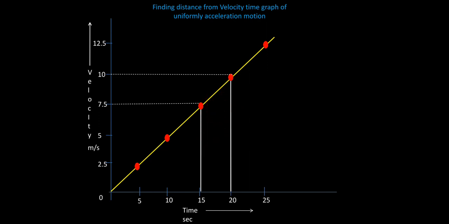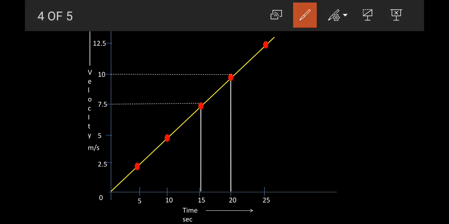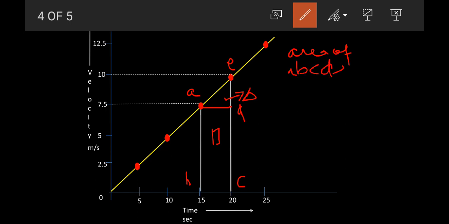So what I will do is I will draw a line over here. Now if you see, you have two figures. One is this, which is a triangle, and one is this, which is a rectangle. So now I will just name this. This point is your A, this point is your B, this is your C, this point is your D, and this point is your E. So now to find distance, you have to find the area of A, B, C, D, E, which is nothing but area of triangle plus area of rectangle.